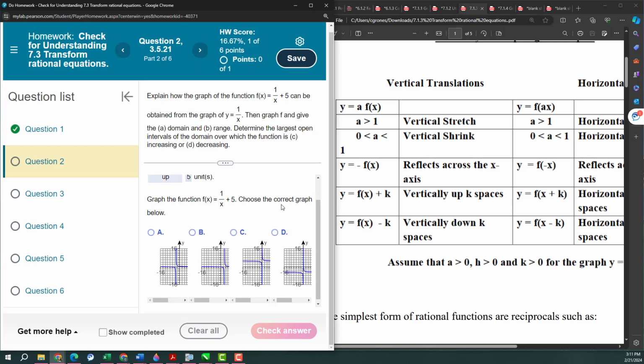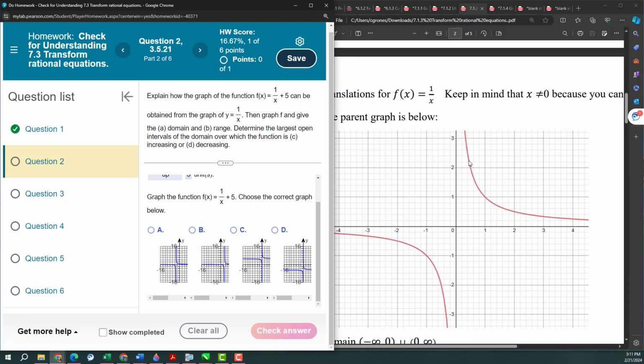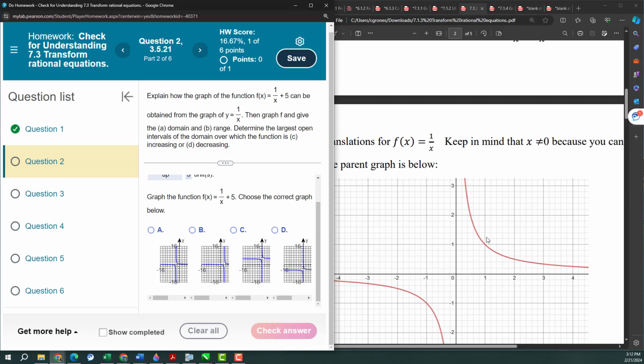Alright, and then pick the graph. So it's the same graph that we were looking at for 1 over x, but it is just being shifted up. So now instead of approaching our x-axis, it's going to be approaching y equals 5. So that horizontal line up here.